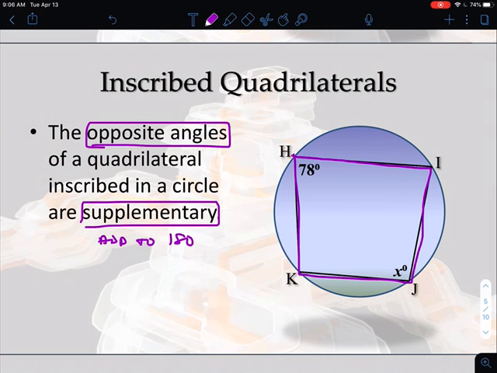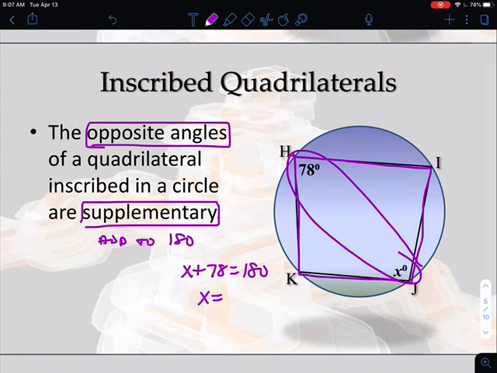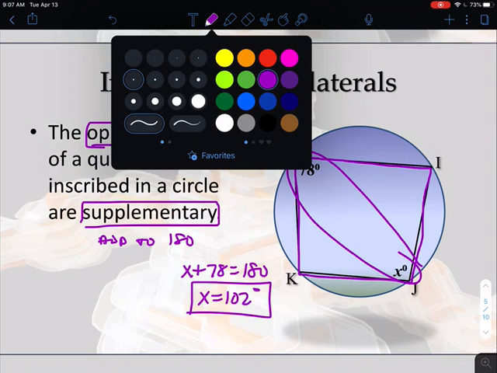So if I'm looking at an inscribed quadrilateral, opposite angles, the ones directly across from each other, always have to add up to 180. So if I take x plus 78 here, I'm going to get 180 degrees, which means x would have to be 102 degrees to make that work. And that works for any opposite angles.